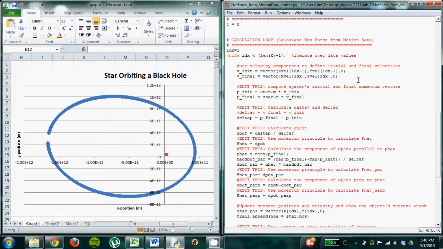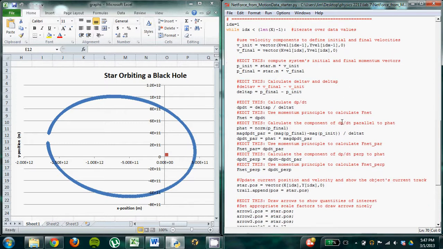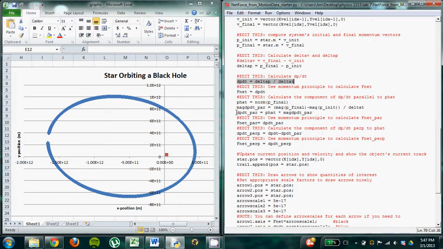Using that and the velocity calculated at the previous two position points, I could use the momentum principle to calculate the parallel and perpendicular change in momentum. Knowing that these two are equivalent to the parallel and perpendicular components of force, I calculated the force at each time step of the black hole acting on the star. Here, calculate dp/dt, and then here it's broken up into dp/dt parallel and dp/dt perpendicular.